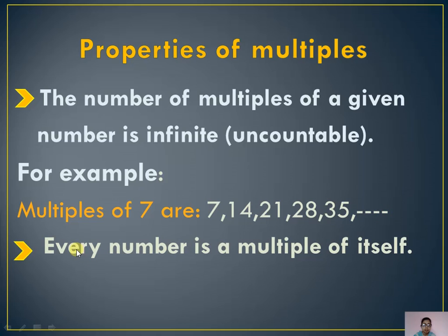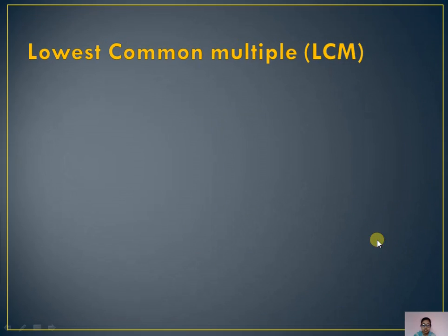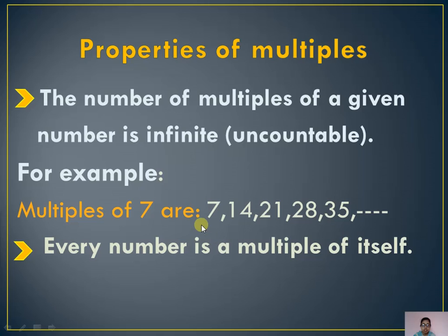Next property, every number is a multiple of itself. It means, as you can see, 7 is a multiple of 7 also. Okay, 6 is a multiple of 6 also.